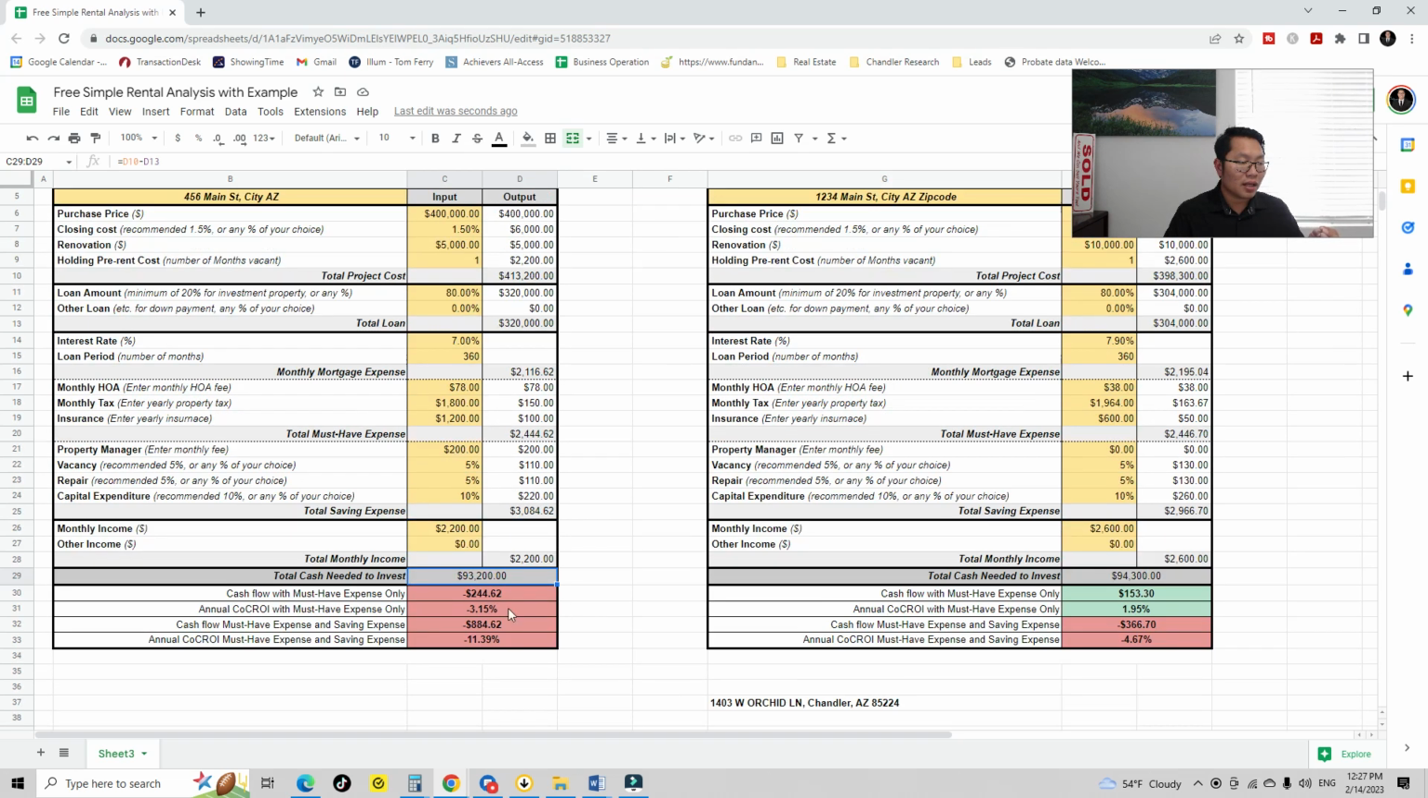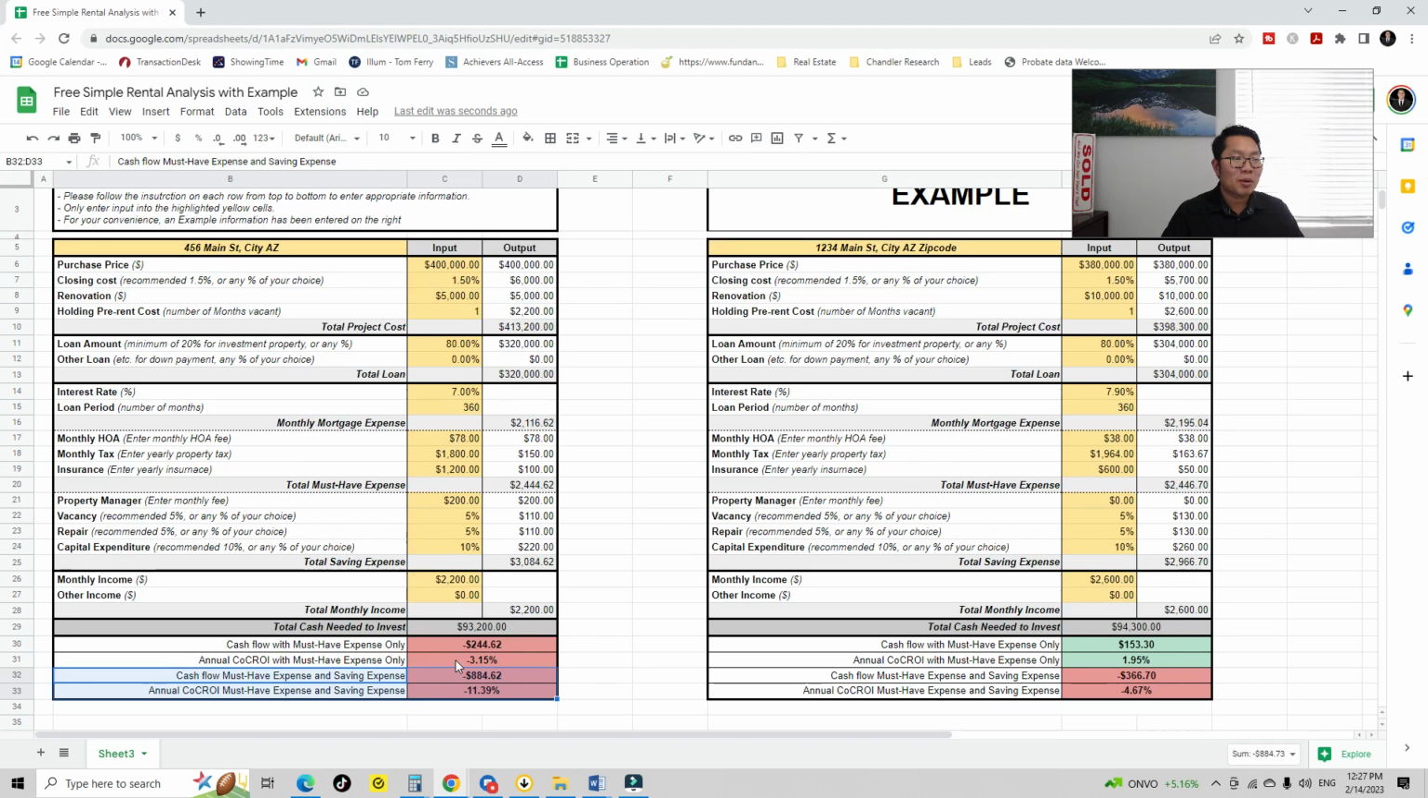And then it also does some quick calculations here. This is the cash flow with must-have expenses only. So you have negative cash flow. And your cash on cash return is also negative, which is not good. If you're looking at the must-have expenses and the saving expenses, you go down even more, which is not good either. So in this situation, this is obviously not a good deal for you to invest in because you see all the negatives everywhere.